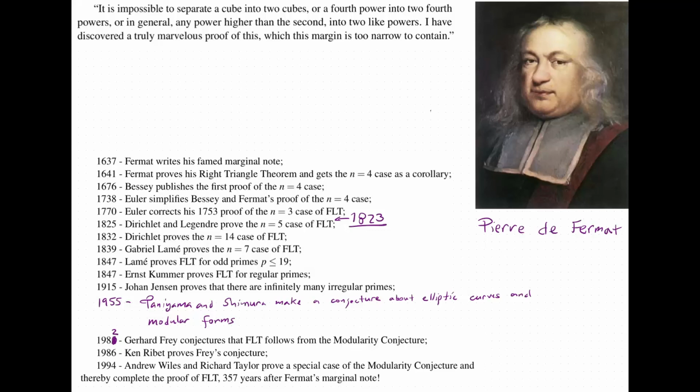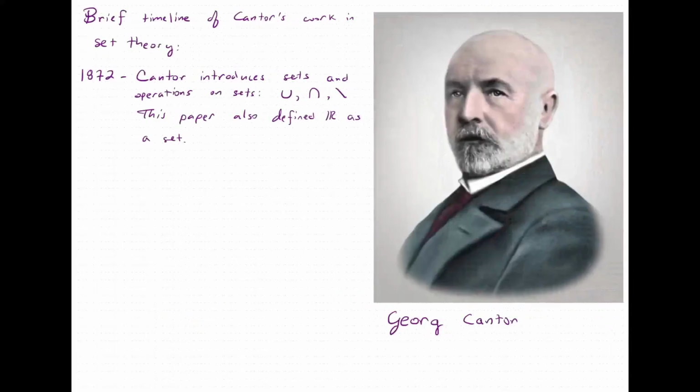And so it goes into more detail of what is happening between these statements right here, following 1955 to 1994. So now, let us return to the topic at hand, set theory.